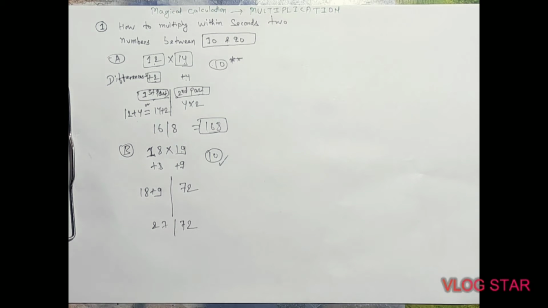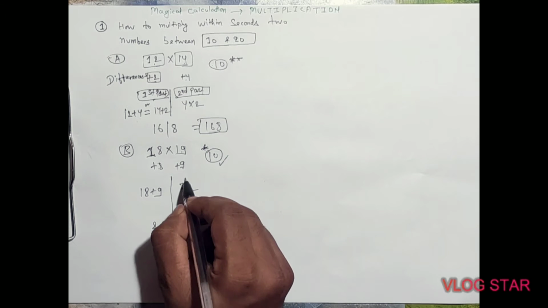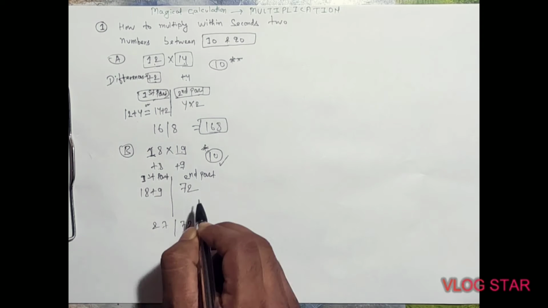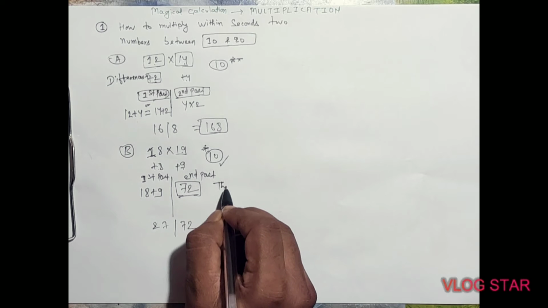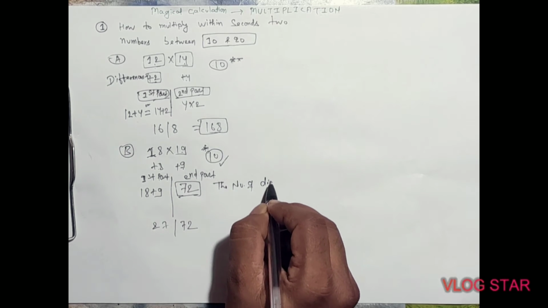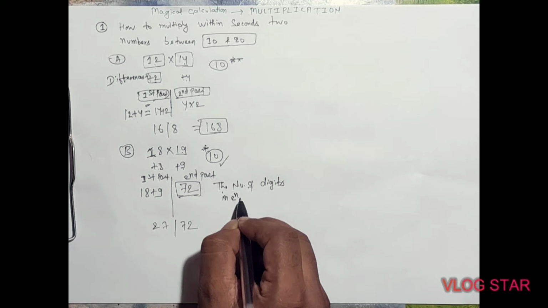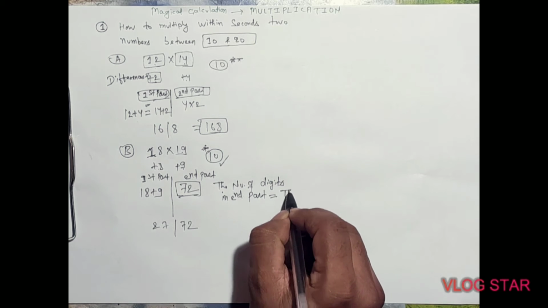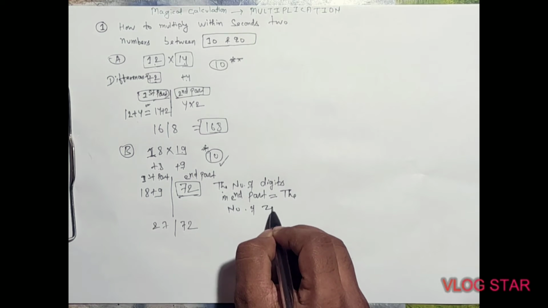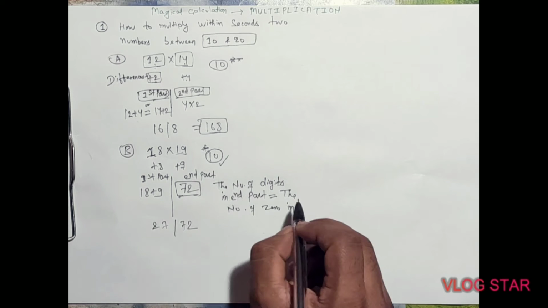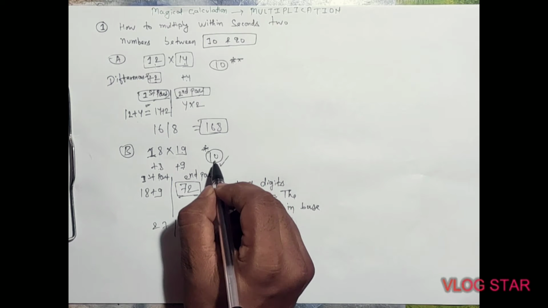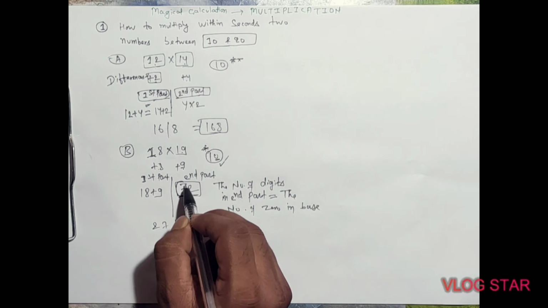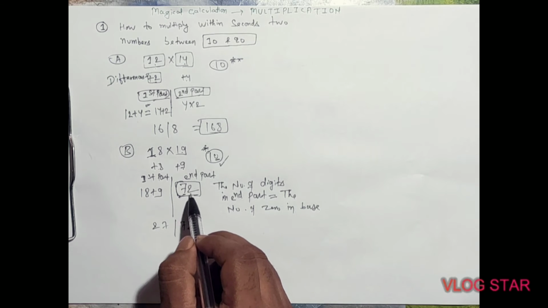But here comes one rule. Always remember, the number of digits in the second part equals the number of 0s in the base. Here the base is 10 and the number of 0s is 1, so for this 72 there must be one digit, not two digits, but here we have two digits.